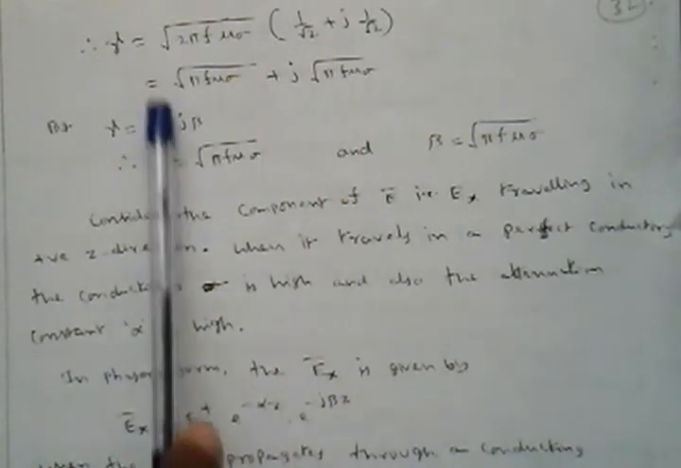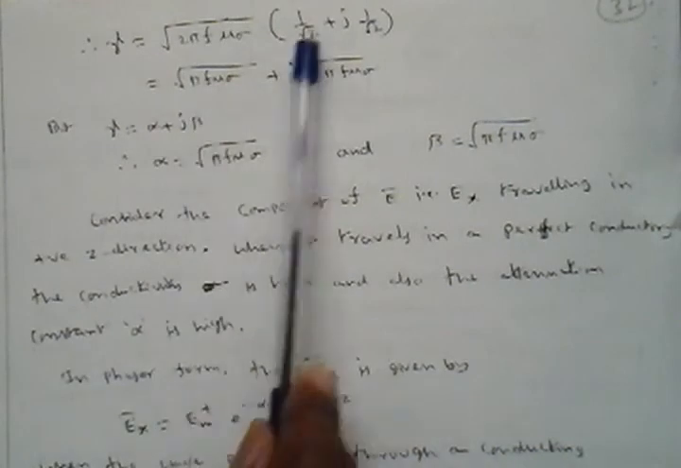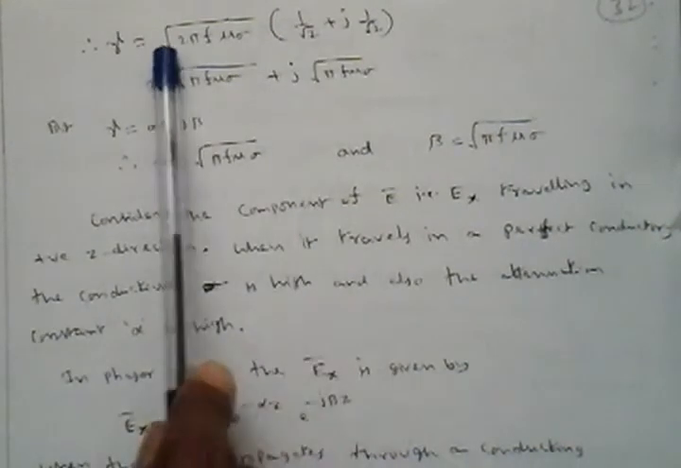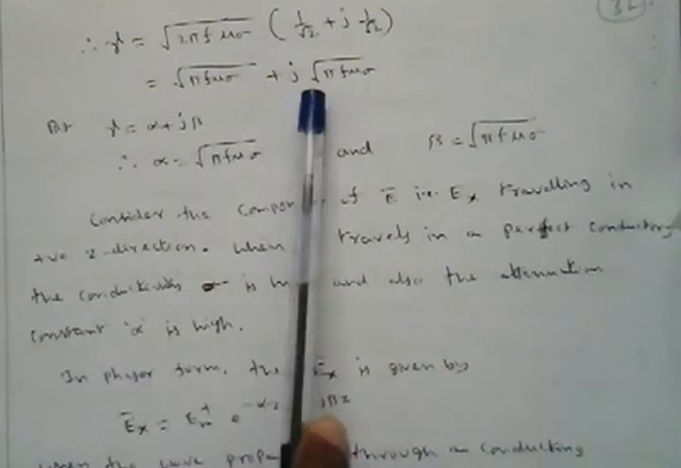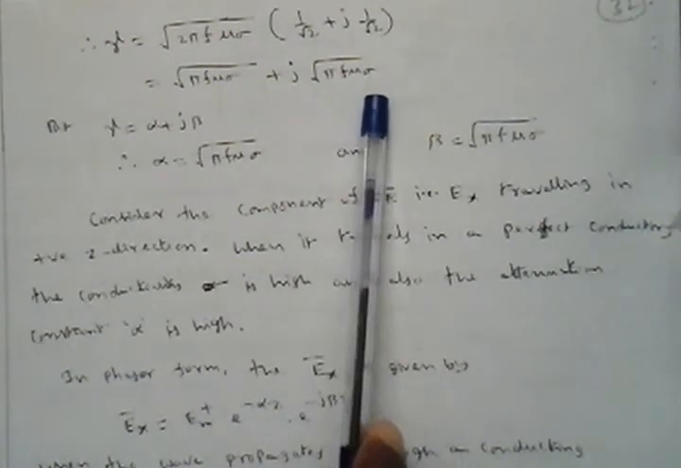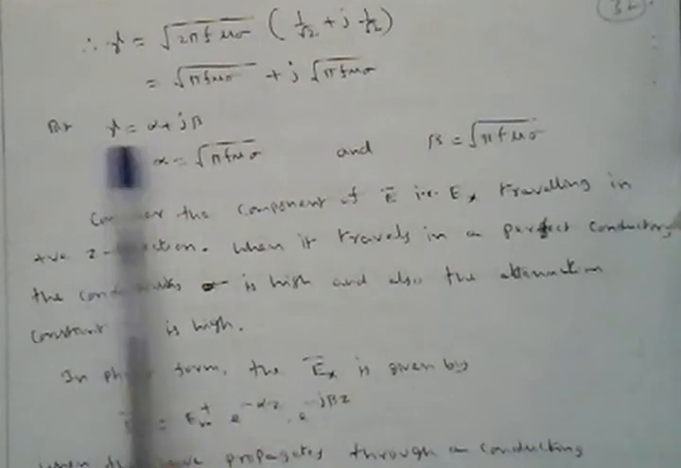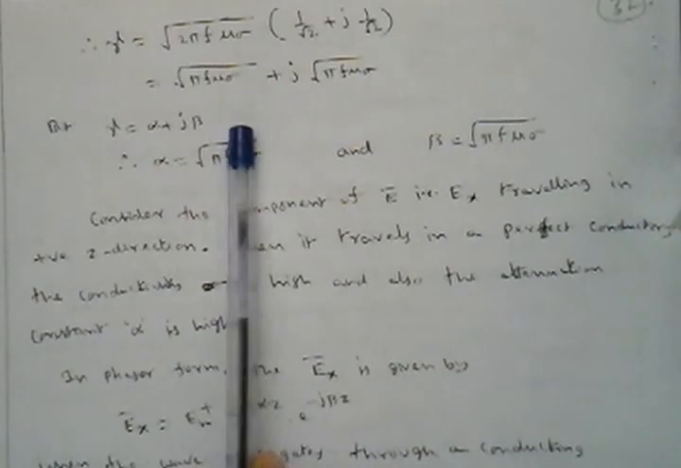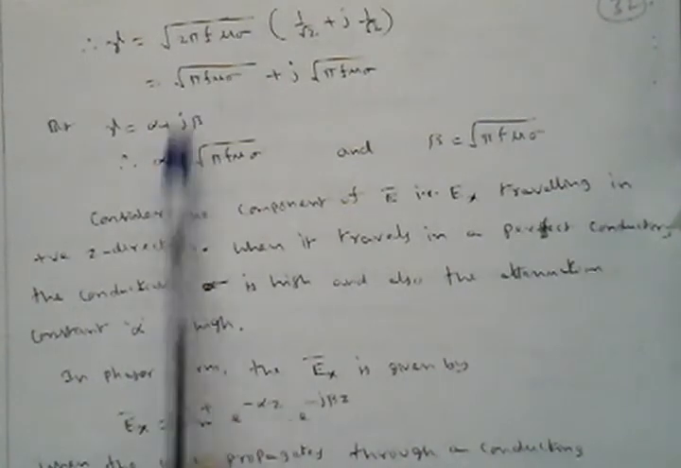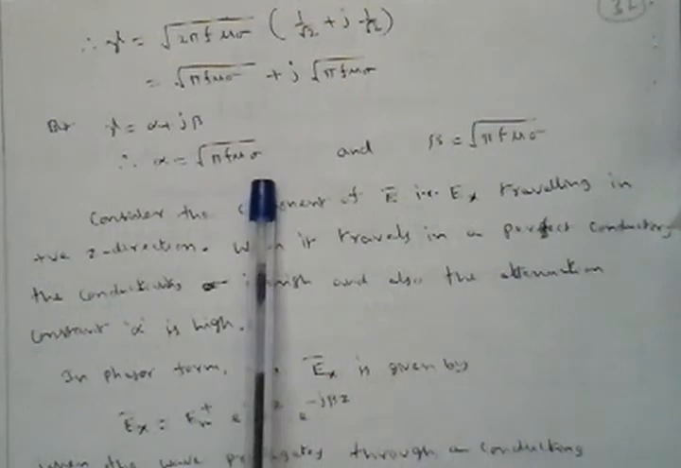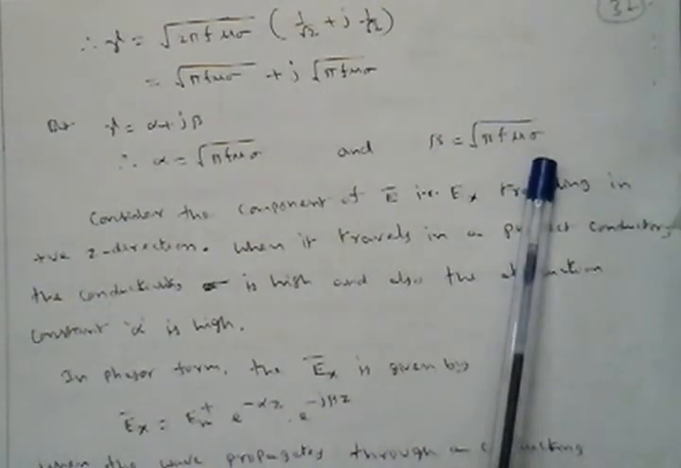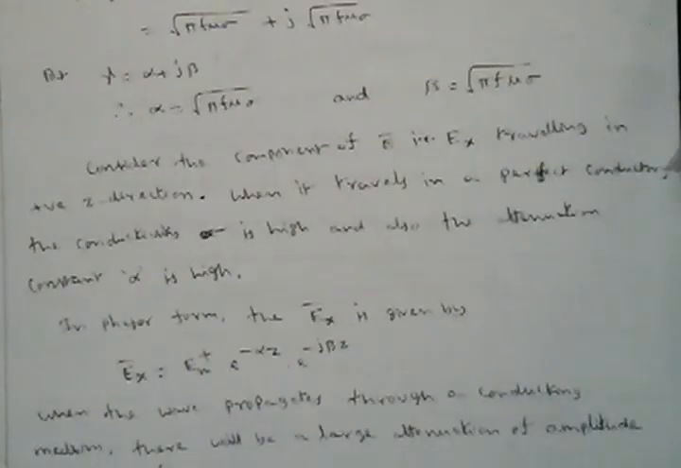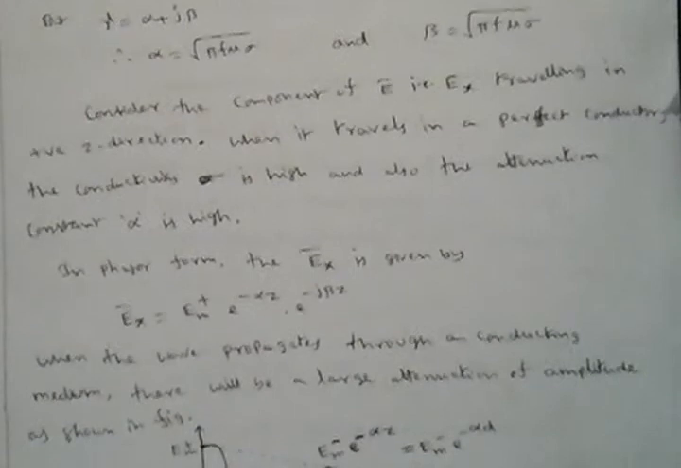Expanding this, the root 2 and root 2 get cancelled. We get square root of pi f mu sigma plus j square root of pi f mu sigma. That means gamma is equal to alpha plus j beta, the propagation constant, where alpha is square root of pi f mu sigma and beta is also square root of pi f mu sigma. Now we write the electric field equation for this.